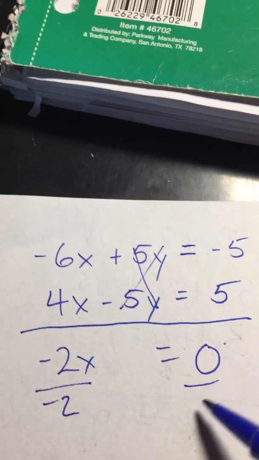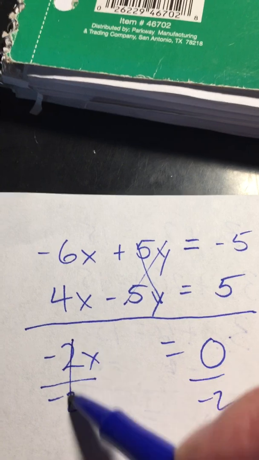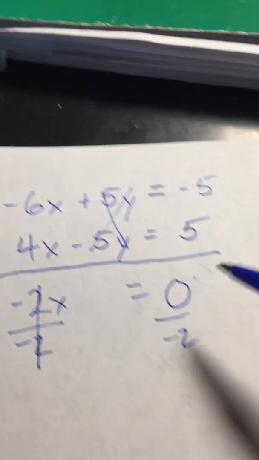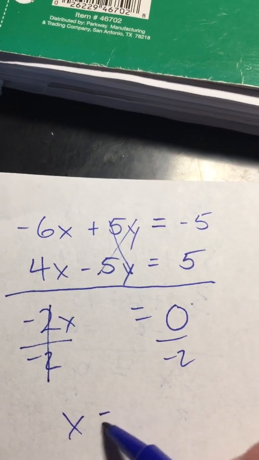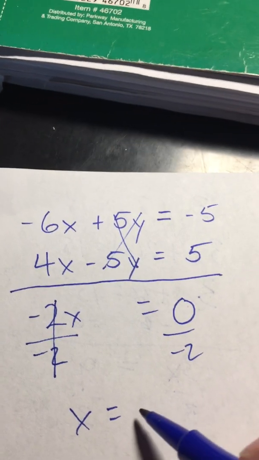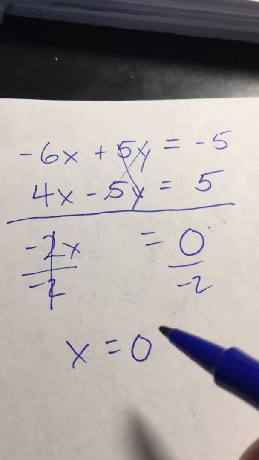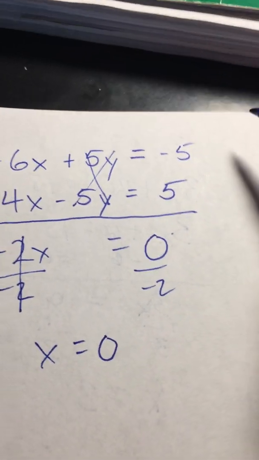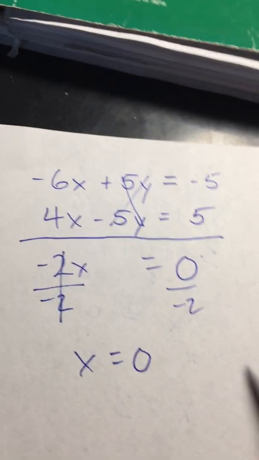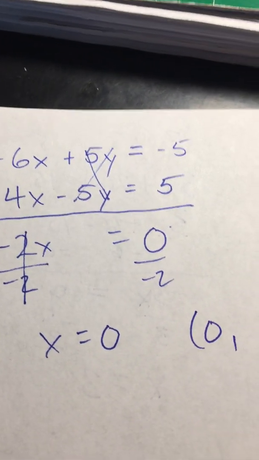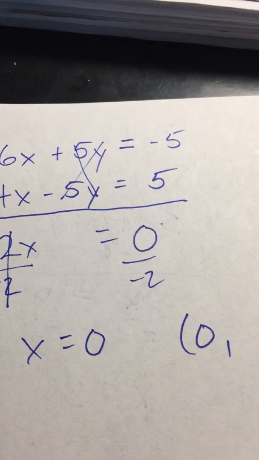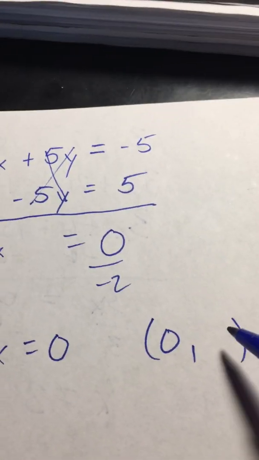I do the same thing to this side. And if you're not sure what 0 divided by negative 2 is, put it in the calculator. X is equal to 0 divided by negative 2 is 0. So my x is 0. So in the solution where these two intersect, it's going to be 0, comma something. So my ordered pair, the x is a 0. Now I need to find the y number.